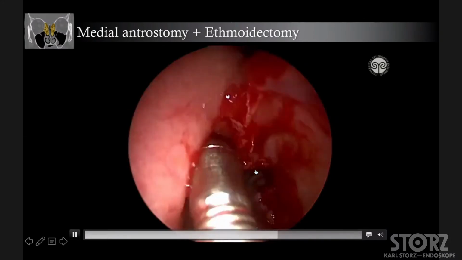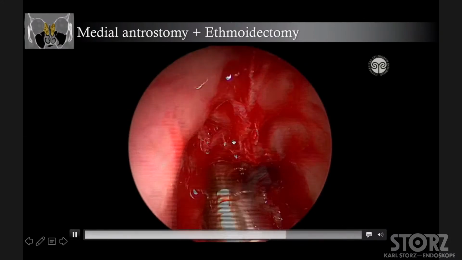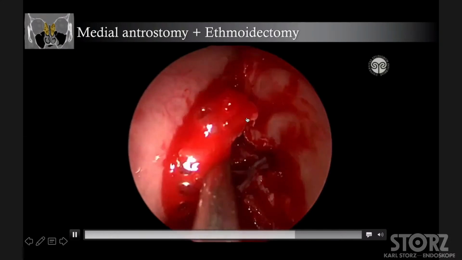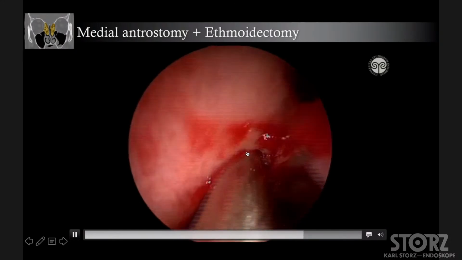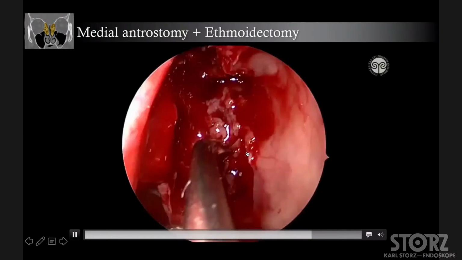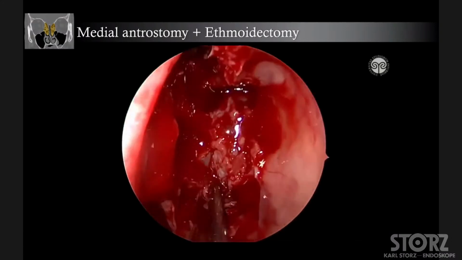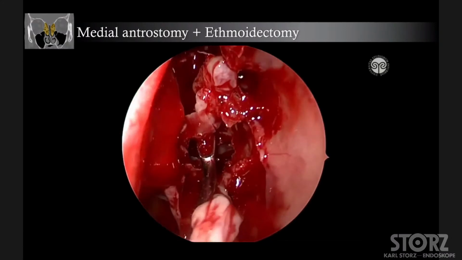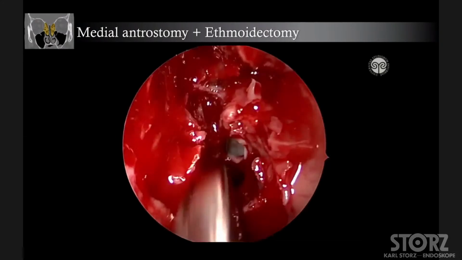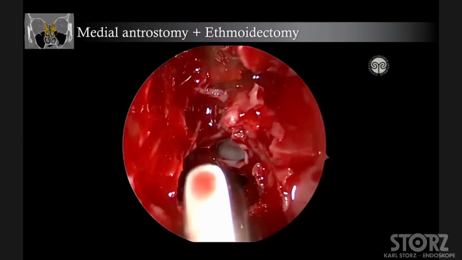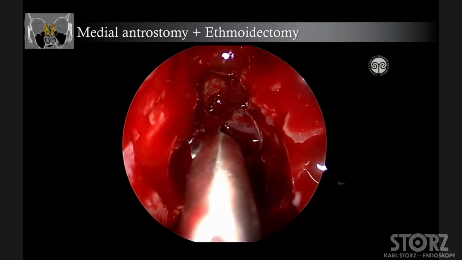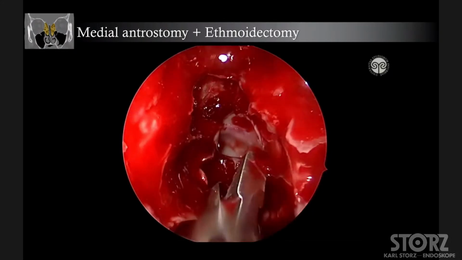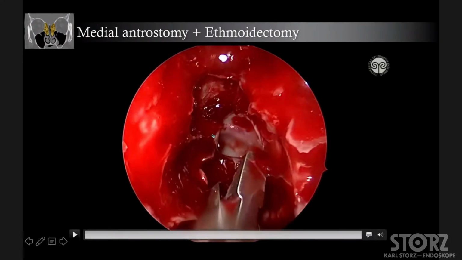When the second portion of the middle turbinate has been exposed, we have to approach the frontal recess. This is the frontal recess. We are following the upper part of the uncinate process, the so-called cranial insertion of the uncinate process, you can see. And by cutting the cranial insertion of the uncinate process, we were able to fully expose the roof and also identify the anterior ethmoidal artery on the right side running at the level of the floor.